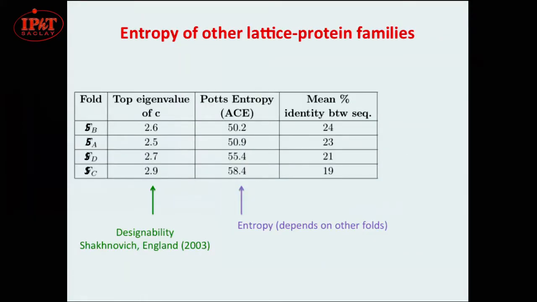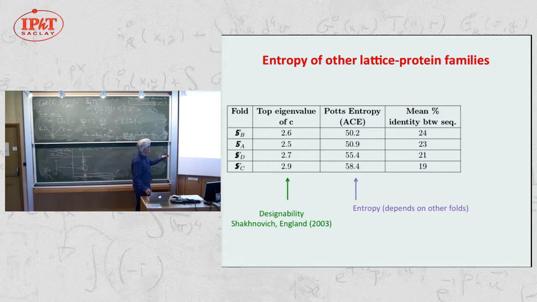is that this issue of designability, or estimating the entropy, has been an interesting point in the field for a long time. And I just want to mention one paper by Shakhnovich and England from 2003, where they had a very simple approximation of that. They did not compute any entropy, any Potts model, whatever. But they had a simple approximation to estimate how designable a family is, that is, what is the entropy of this family. And what they did was very simple.